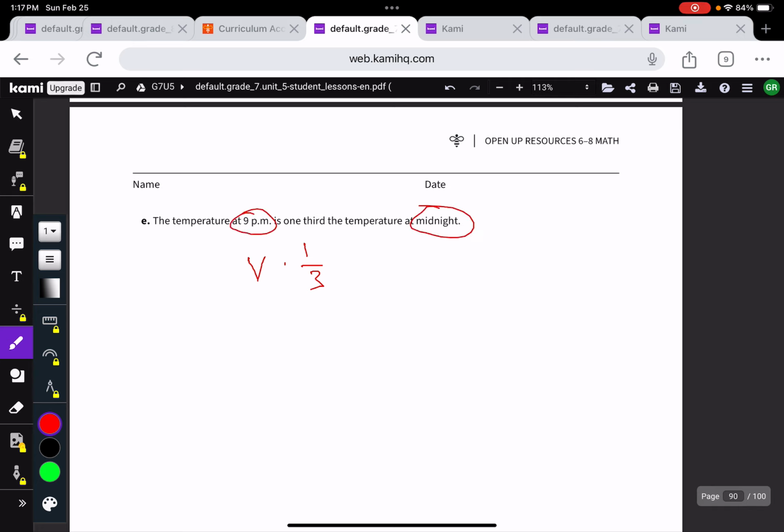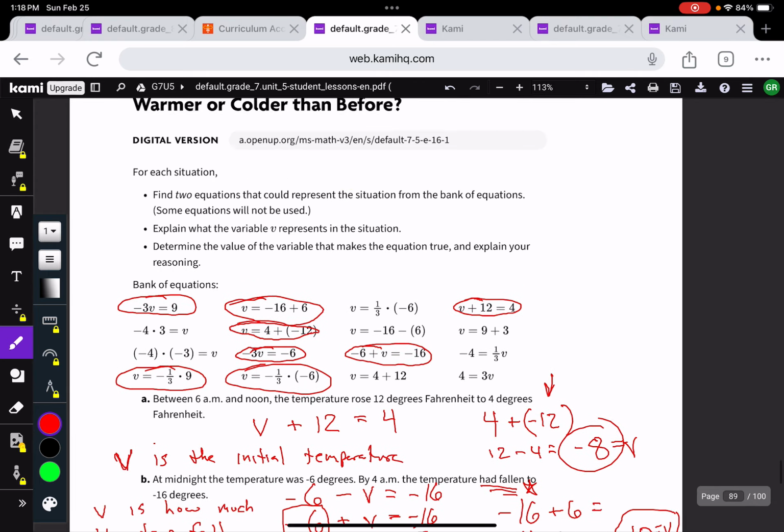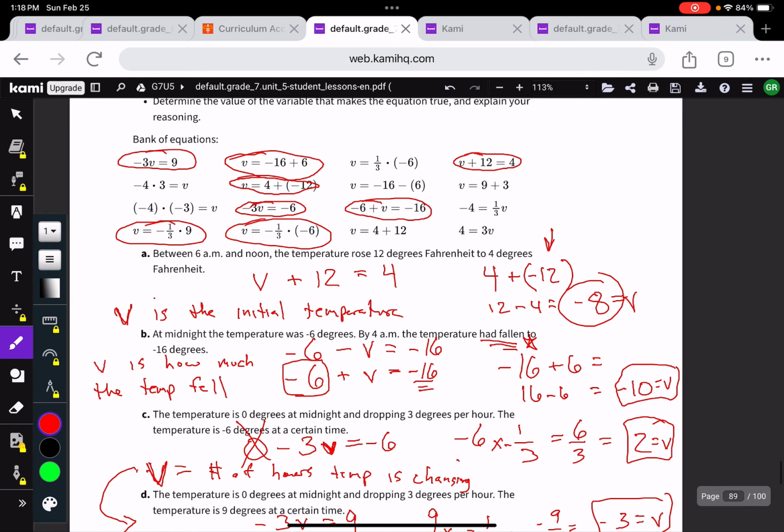I'm having to think about this because right now I see 1/3 of something, V, or times 1/3, or 1/3 times V. But there's no other numbers, and usually we need another number for an equation. And the only other thing I can see here is if it was 9 p.m. at midnight, that means 3 hours has passed. The temperature at 9 p.m. is 1/3 the temperature at midnight. Let's look up here. It's 1/3 the temperature.